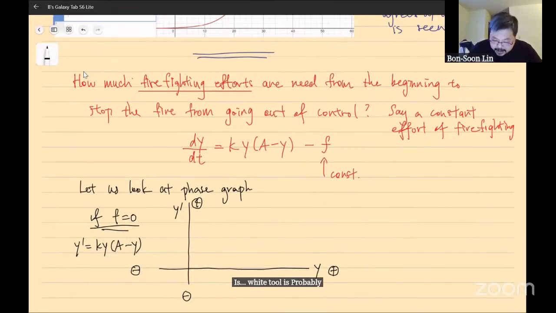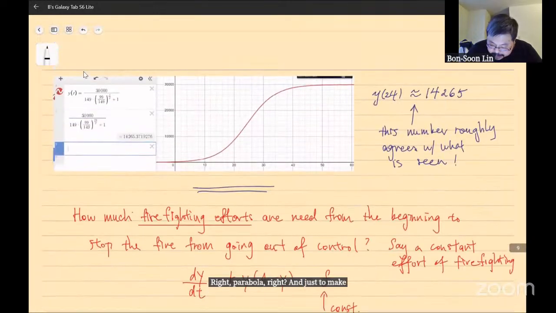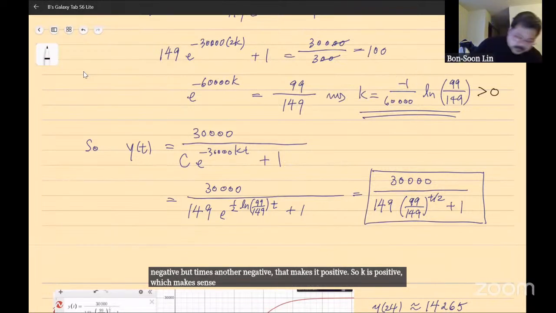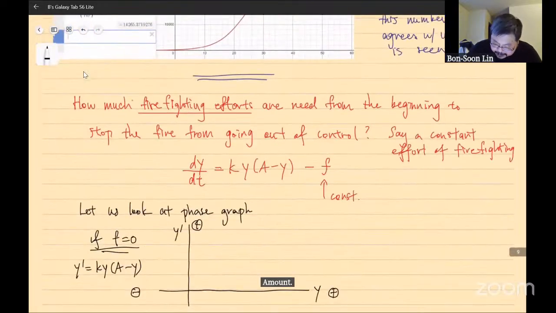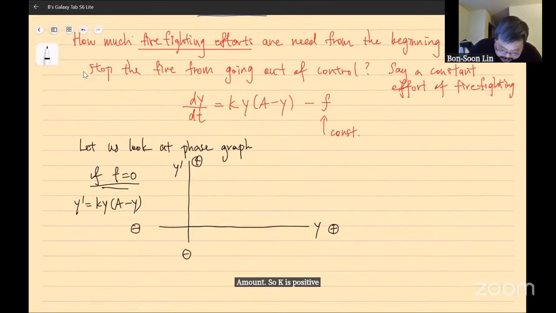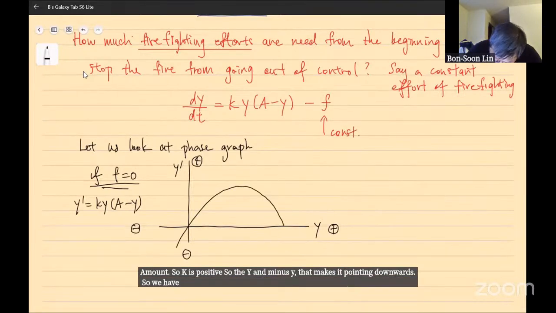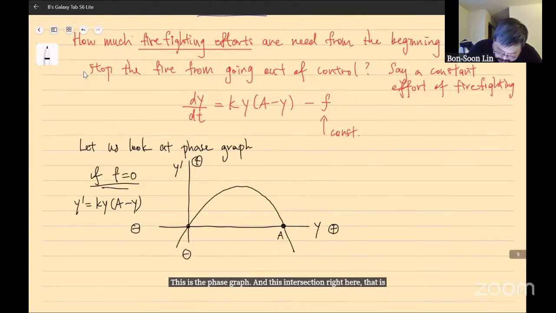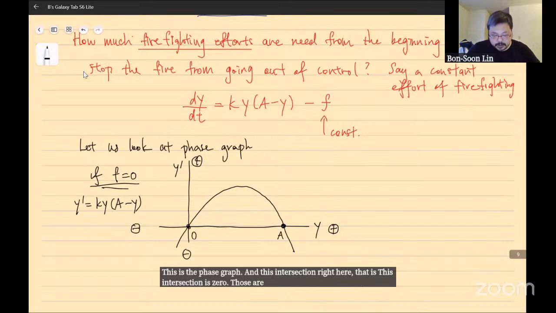Right, a parabola. And just to make sure the parabola points in the right direction, let's look at our value k. k is this number. Log of 99 over 149 is negative, but times another negative, that makes it positive. So k is positive, which makes sense. The fire is spreading in a positive amount. So the y times minus y makes it point downwards. So we have a curve that looks like this. This is the phase graph. And this intersection right here is a. This intersection is 0. Those are the two equilibrium solutions.